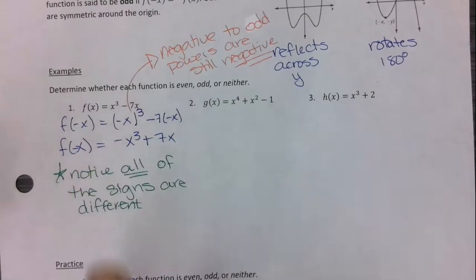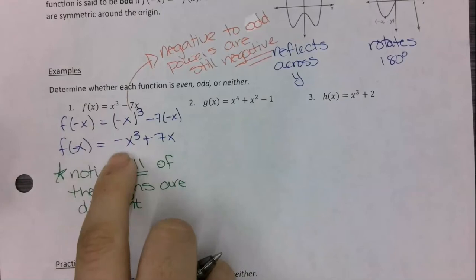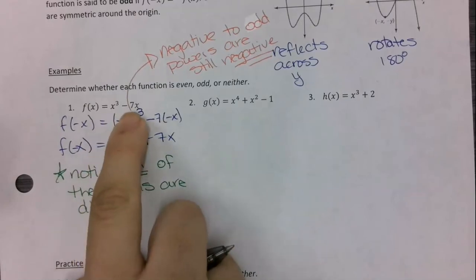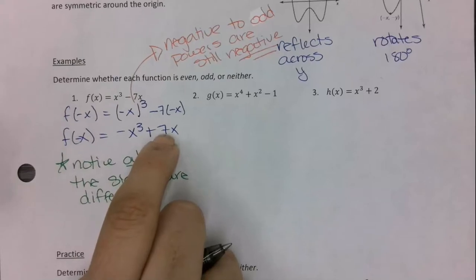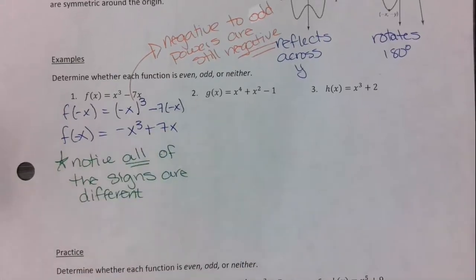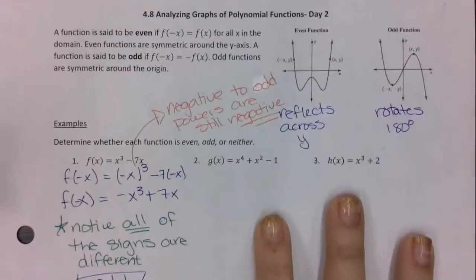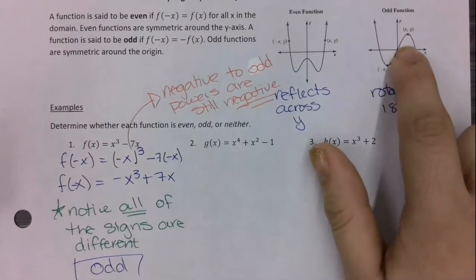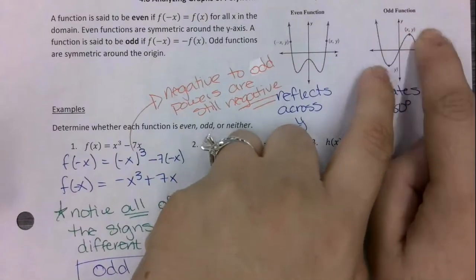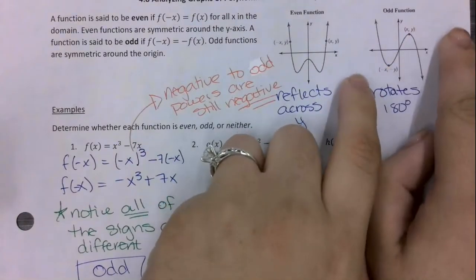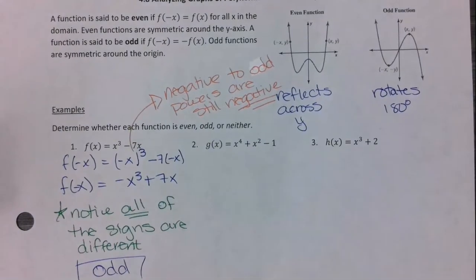So notice, all of the signs are different. Instead of being a positive x cubed, it turned into a negative x cubed. And instead of being a negative 7x, it turned into a positive 7x. So which one would this be? Even, odd, or neither? It's odd. So remember, if I look at a graph of an odd one, they're opposite signs in opposite spots. So it makes it odd.